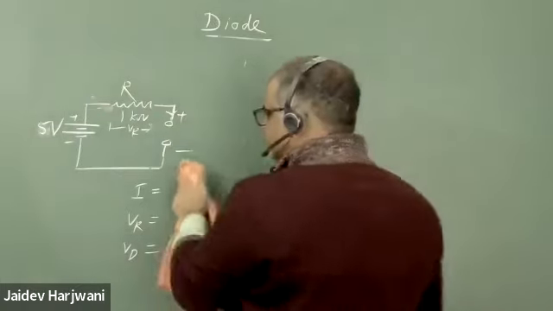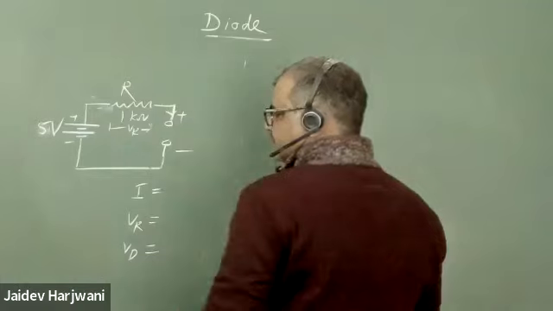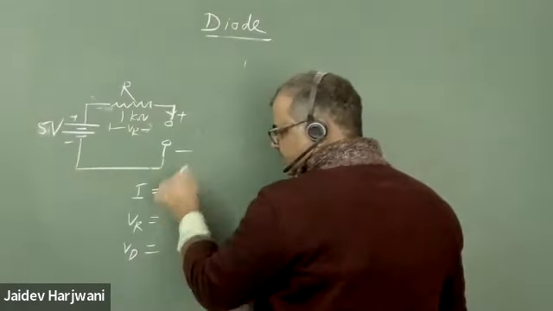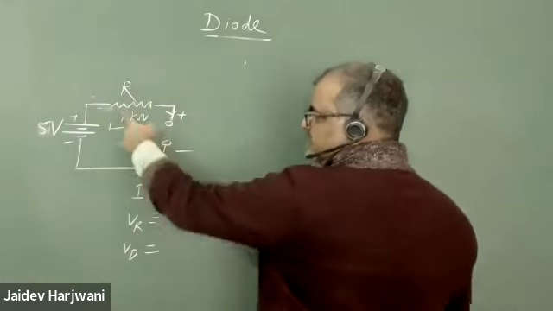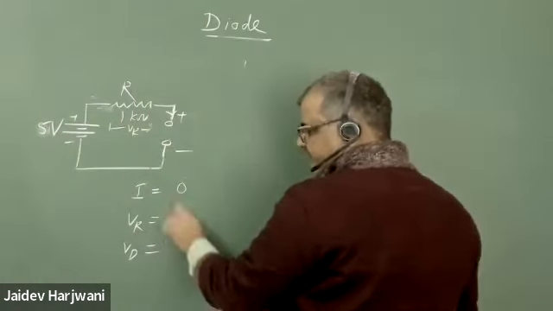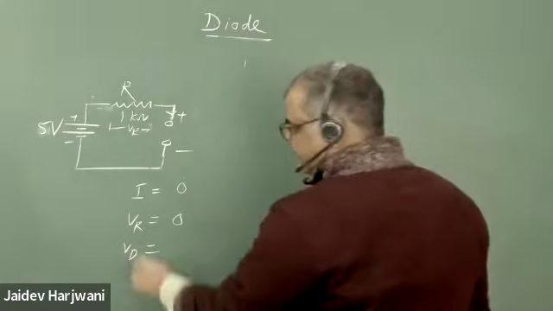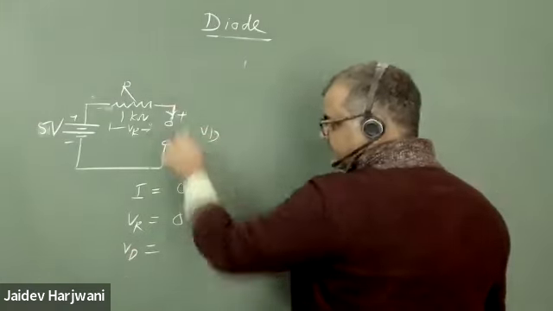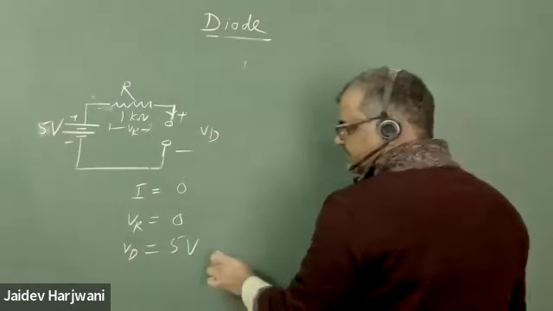So whenever the diode is reverse bias, you can make it an open circuit. Once the circuit is open, the current flowing in the diode is 0. Okay, if current is 0, the voltage across VR is also 0. And if you want to say what VD is, if you measure VD this way, this will be your 5 volts.